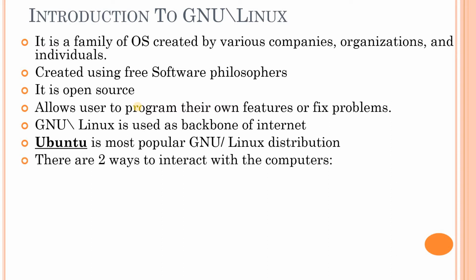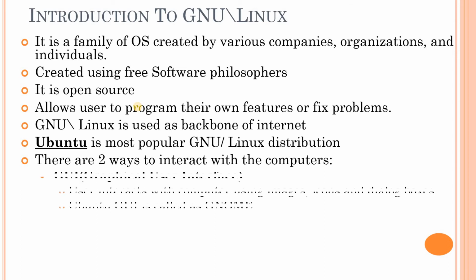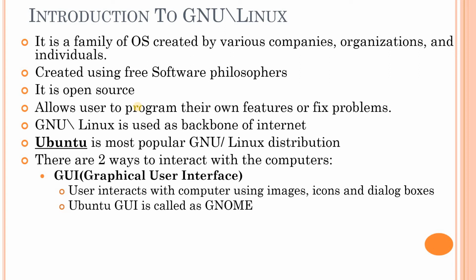There are two ways in which we can interact with a computer that has the Linux operating system. The first one is the graphical user interface. This means just as in Windows, we can see icons and dialog boxes and we can access it like we do in Windows. The Ubuntu GUI is known as GNOME.